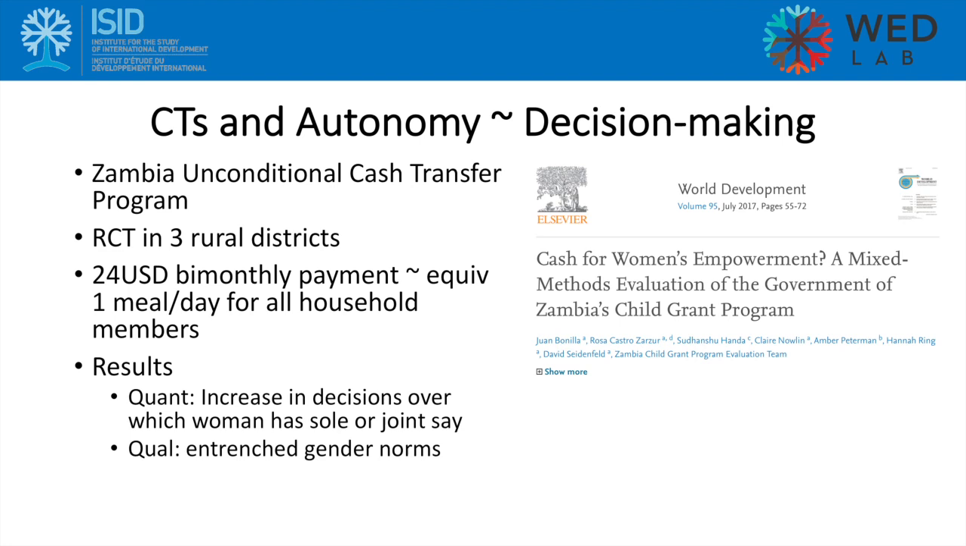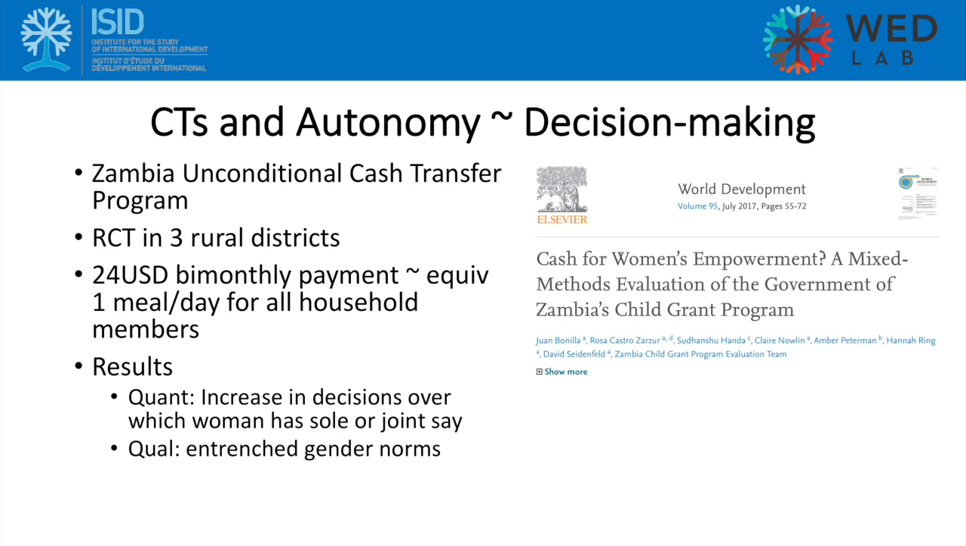Okay, so there's a very interesting paper here, and I believe this was one of the ones that we suggested ahead of time for reading, Cash for Women's Empowerment, a Mixed Methods Evaluation of the Government of Zambia's Child Grant Program. All right, so here we're dealing with an unconditional cash transfer program, so no conditions here. They ran this as a randomized controlled trial in 3 rural districts. So this is not like Progresa or Bolsa Familia, which was nationwide. This is a small scale experiment.